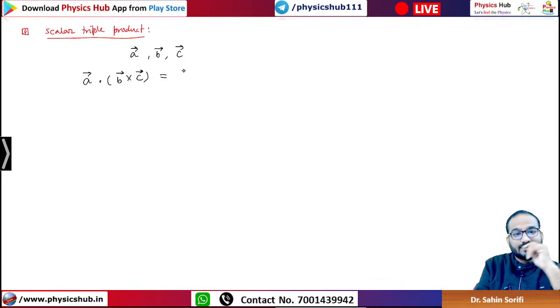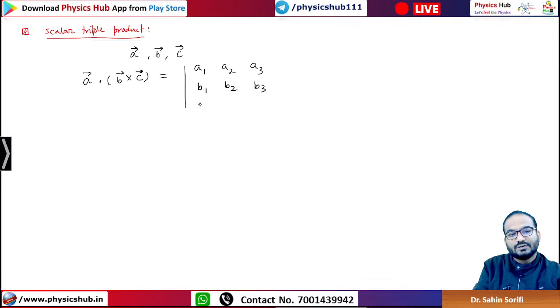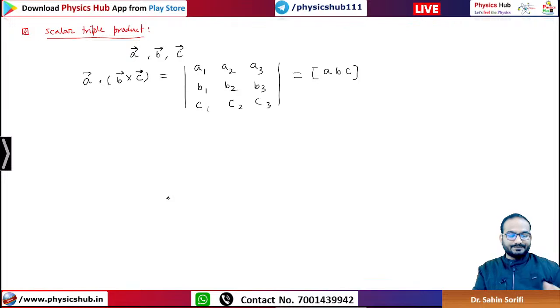And how do you write the value? You write the components of A, that is A1, A2, A3. Then you write the components of B, B1, B2, B3. Then you write the components of C, C1, C2, C3. And you take the determinant, you get the value of the scalar triple product. The scalar triple product is represented by writing the vectors in a third bracket, A, B, C.